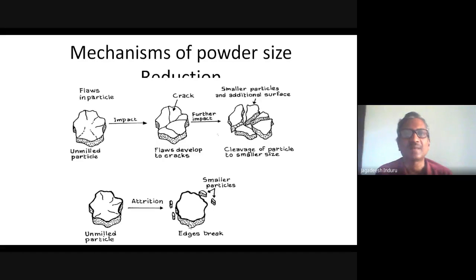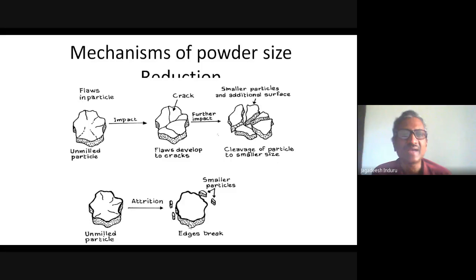So in our compressional force, we are going to apply the upper punch. The upper punch is going to come down and hit the particles, and it is going to compress and give the impact. All of a sudden, within seconds, these events will be occurring. If the particle is having a flaw, it will be converting into a crack, then it will become a break, and it will be cleaved into a small particle size, and it is getting deformed.